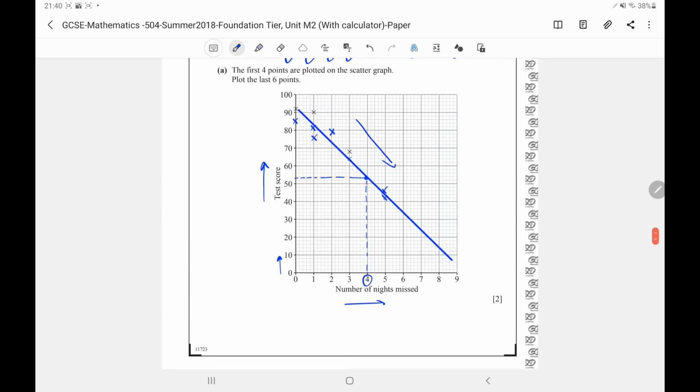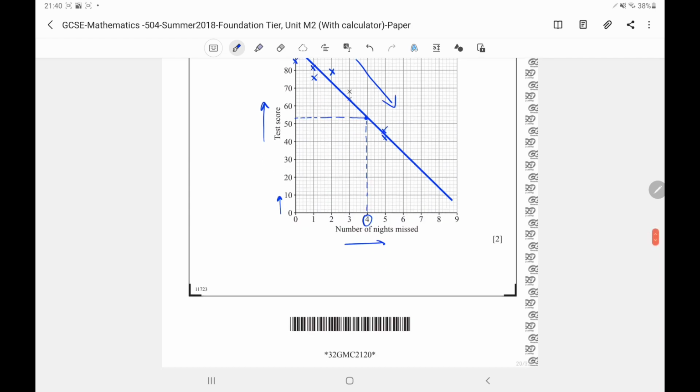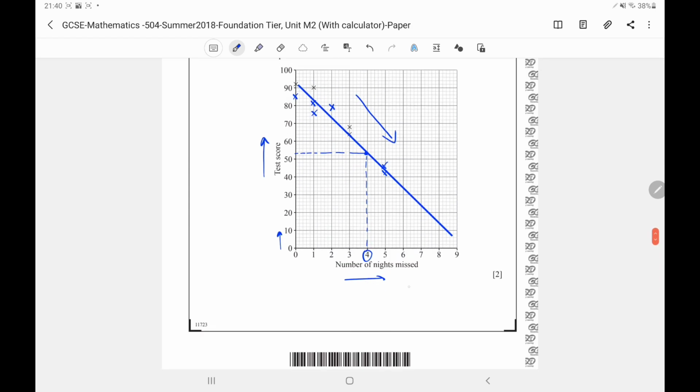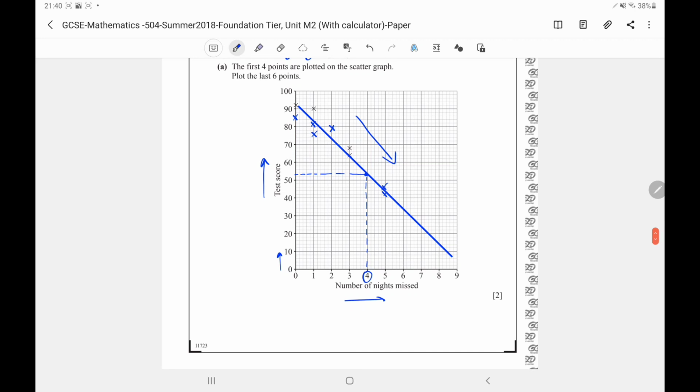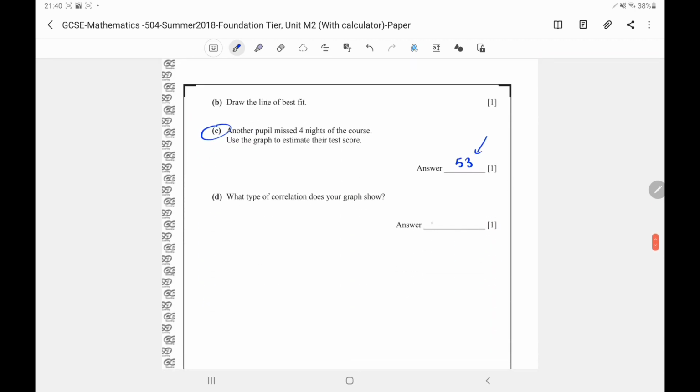Well, because it's downward sloping, it's negative. But what does that mean? It means as you increase the number of nights, your test score goes down. But because it's downward sloping, it is a negative correlation.